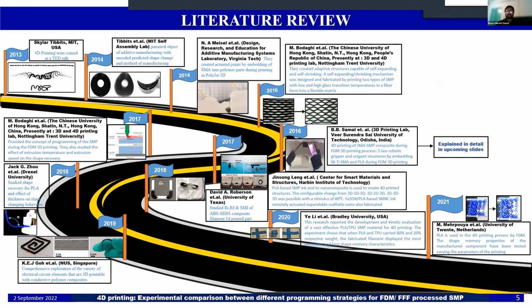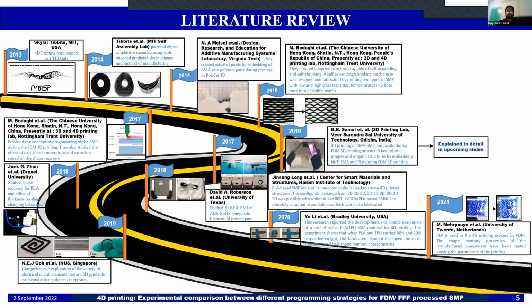In 2016, Bodaghi and their group created self-expanding and self-shrinking structures by using two shape memory polymers having different glass transition temperatures. In 2016, in India, we first started working on 4D printing, where we created a shape memory alloy and shape memory polymer composite structure. In 2017, again, Bodaghi was the first one to provide the concept of programming during printing in the FDM 3D printing process, where they studied the effect of extrusion temperature and extrusion speed also.